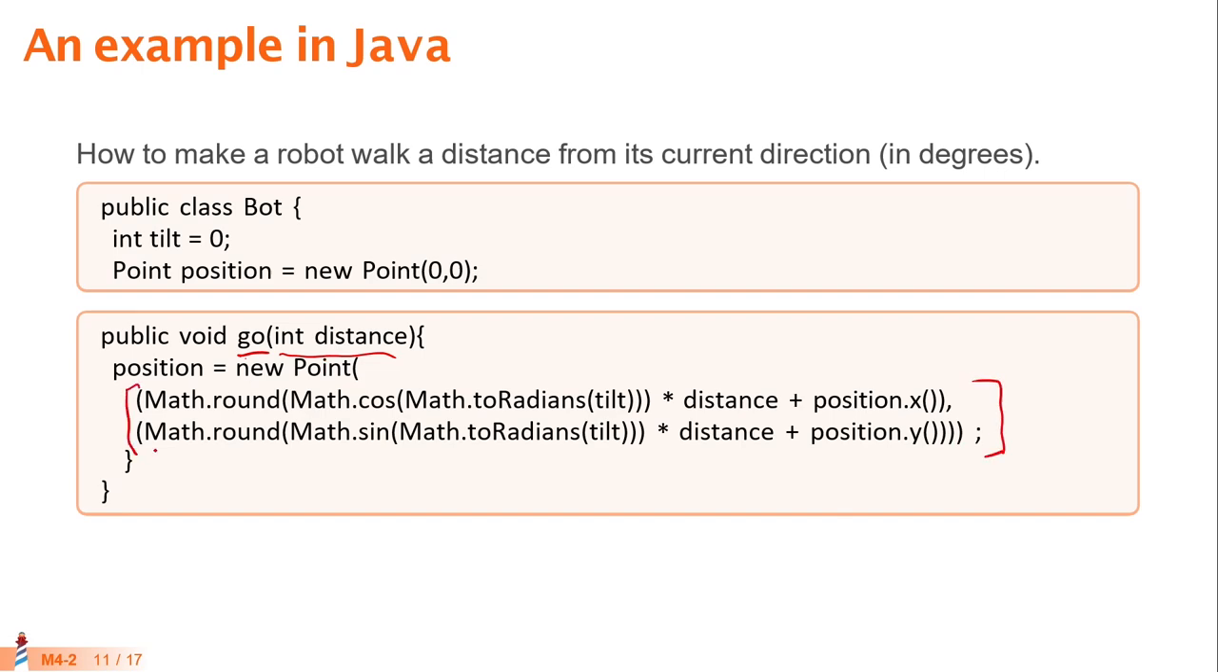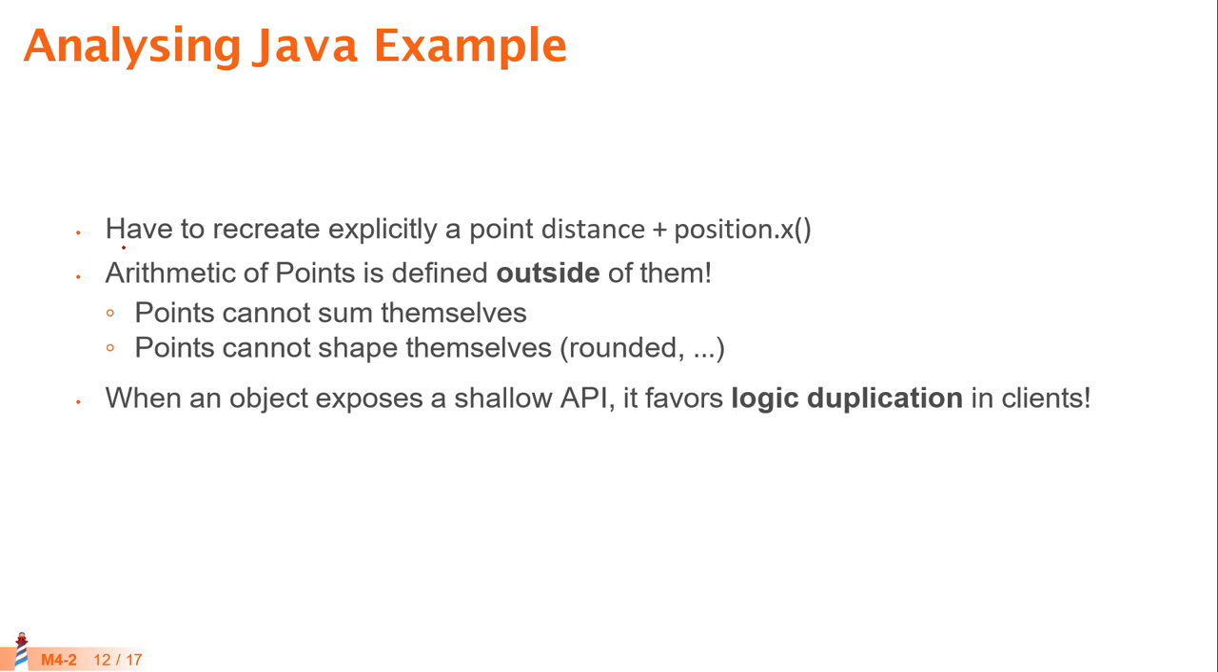You can say that this code is simpler or more complex, but we have to do it all on the client side, in the user of the point. As I say, we have to recreate this point explicitly using the distance and the current position. And we have to have all the arithmetic, all the operations that we are using with points, outside the point. We have to write it every time we use a point. So this really shallow API, as exposed in Java, tends to generate duplication of code or logic duplication in all the clients that are using them.